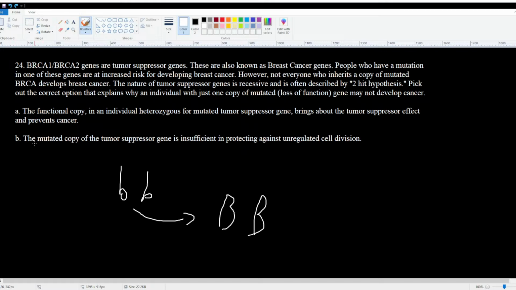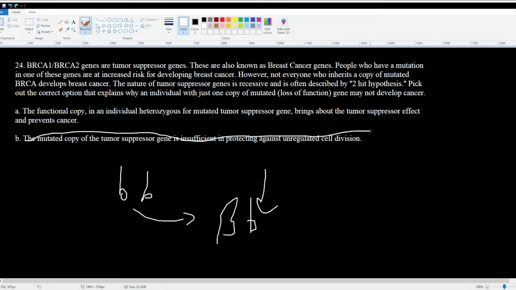So from this, we can say that the mutated copy of the tumor suppressor gene is inefficient in protecting against unregulated cell division. We can say this one's actually wrong. And we can say that the functional copy, being this copy, in a heterozygous individual brings about the tumor suppressor effect and prevents cancer. So people still have an increased risk for developing breast cancer with one of these genes. They have an increased risk, but they're not guaranteed to get breast cancer because this gene is still functioning properly, as a case of incomplete dominance.